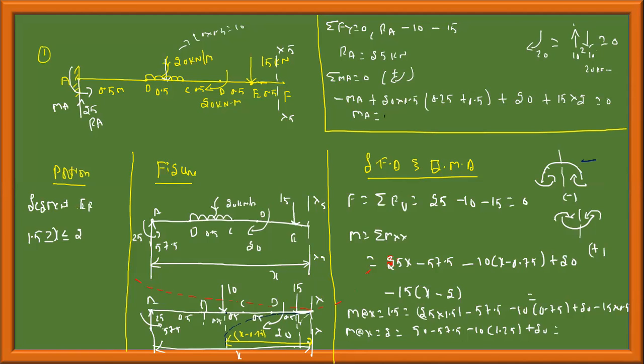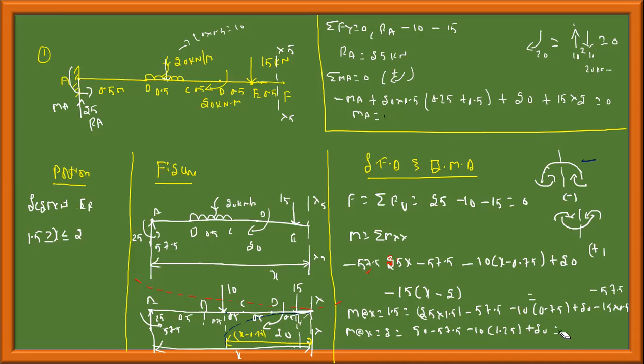M at x equal to 1.5 is minus 15. Let me check it. Check it properly: 25x minus 10 into x minus 0.75 plus 20 minus 15x. See, okay, I forgot this moment, 57.5. This is acting in the counterclockwise direction, minus 57.5. Subtract 57.5 from this equation.